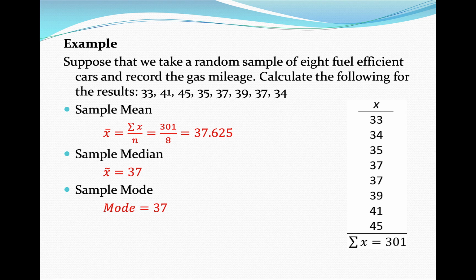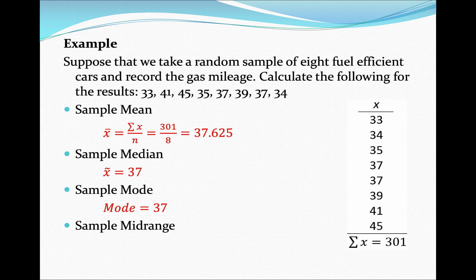What happens if you have two 37s and two 45s? Then you have more than one mode. So the mode is a statistic that we don't love to use and we don't use for quantitative data, but it is a very good statistic for qualitative data because we can't perform any mathematical operations on those outcomes because they're non-numerical.